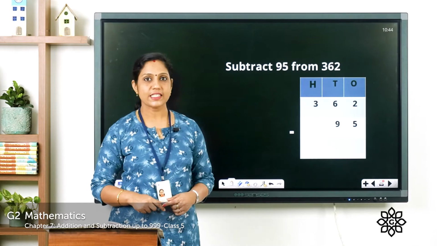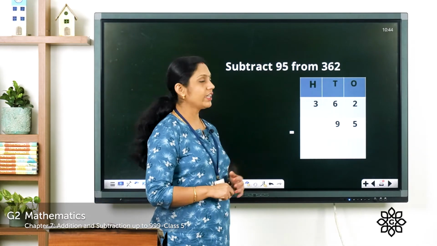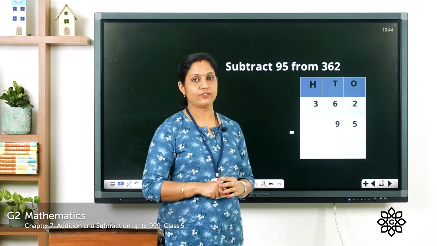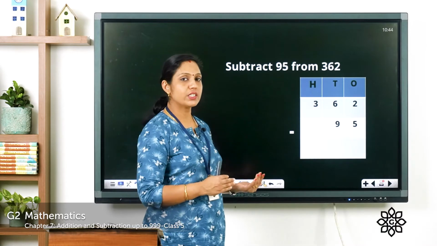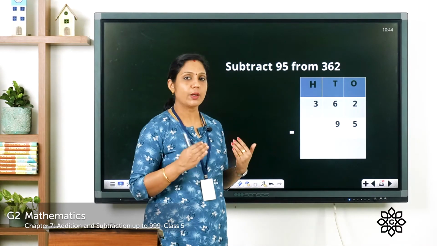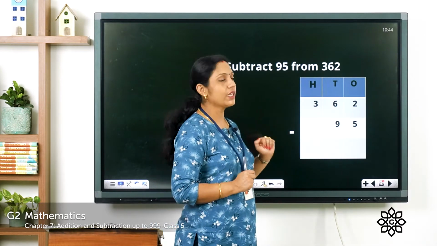Now let's look at this number. We have 362 minus 95. So we'll move on to the ones place. We have 2 minus 5. Which number is greater? 2 is greater or 5 is greater? 5 is greater. So are we able to subtract 5 from 2? No. So what we have to do? We have to borrow from the tens place.